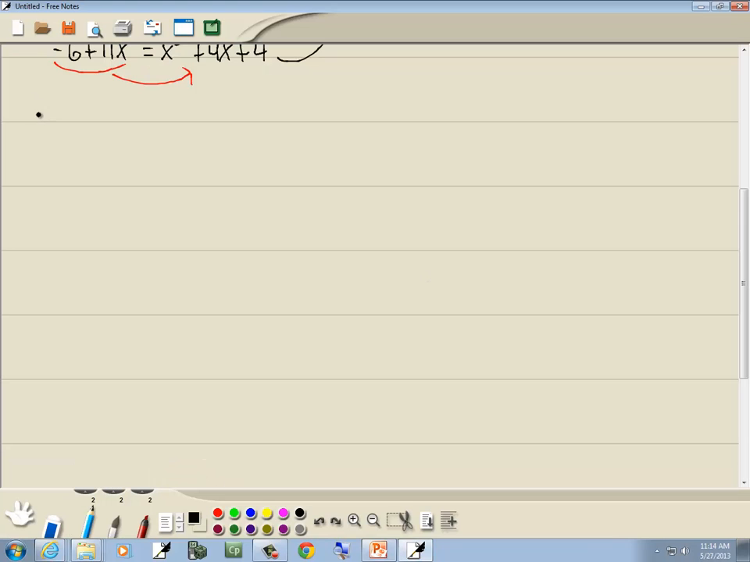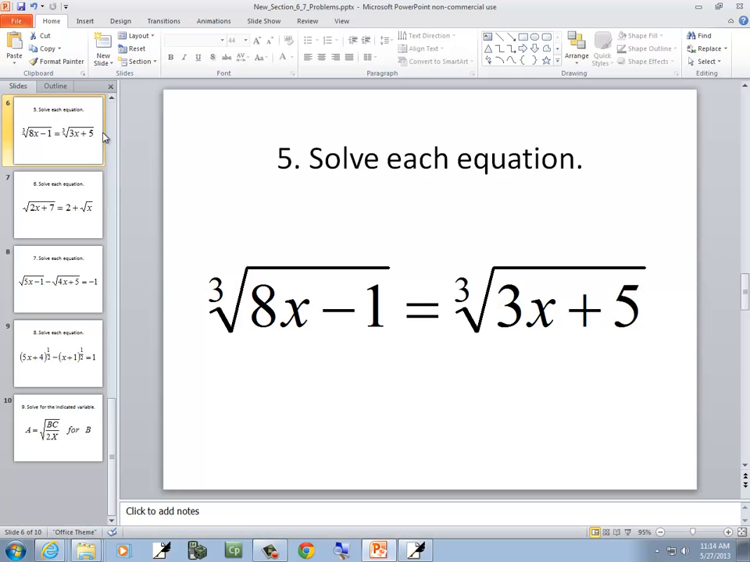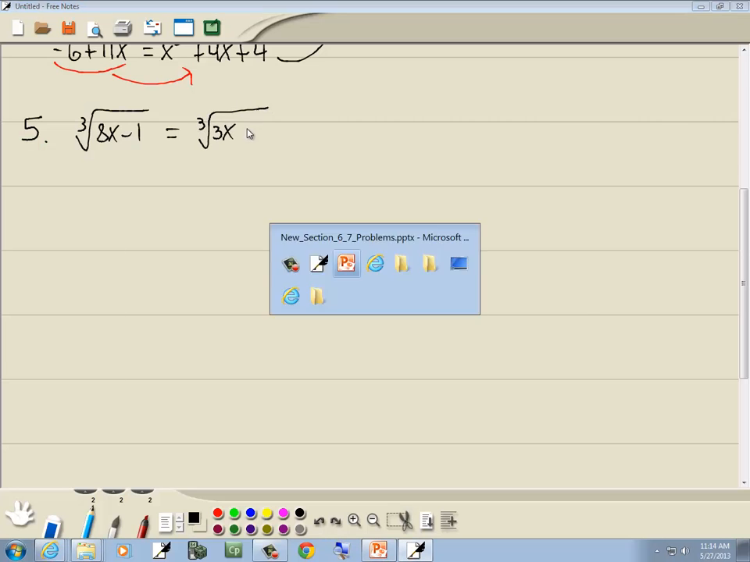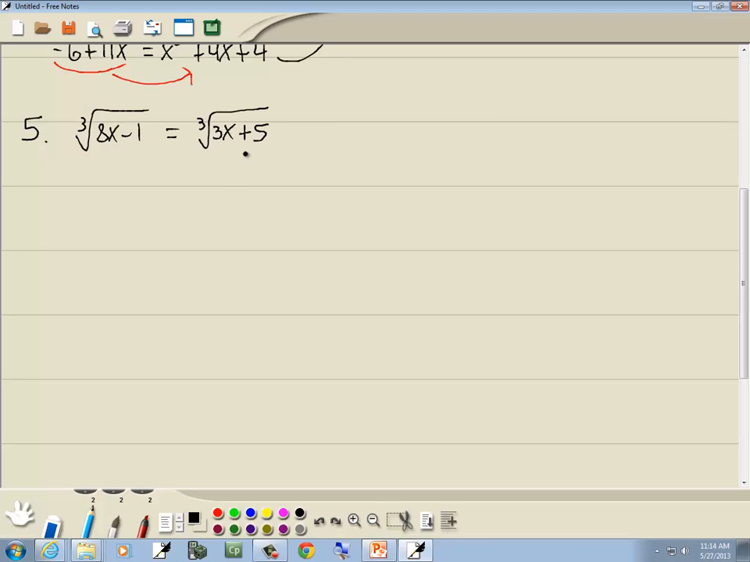Let's take a look at our next example. We have the cube root of 8x minus 1 equals the cube root of 3x plus 5. Now remember what our step said. Our step said to get a radical by itself. Here we have 2 radicals, and we can choose either one, and actually both radicals are by themselves. There's no numbers in front of them, no numbers after them. But that's not what the step says. Step says just get a radical by itself. So this is fine.